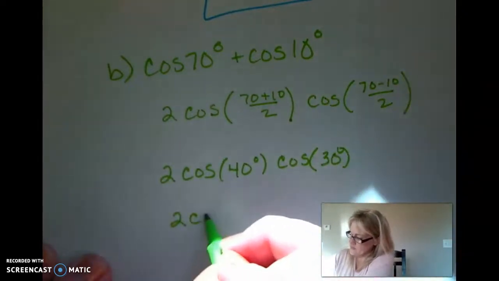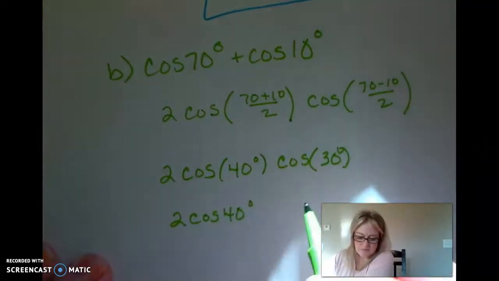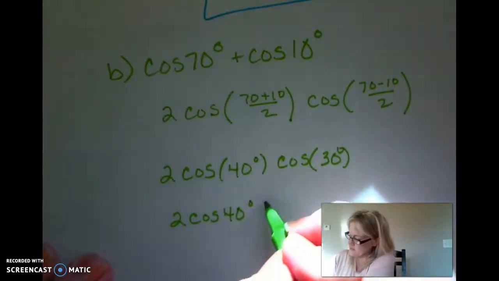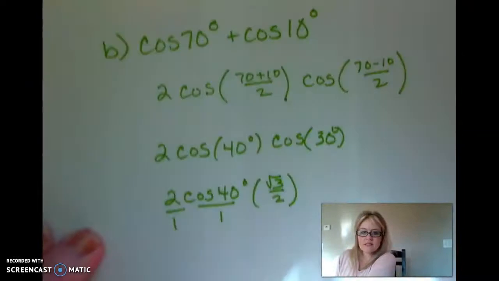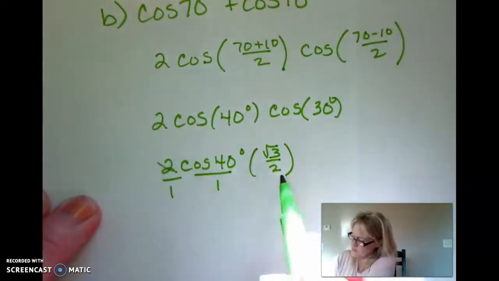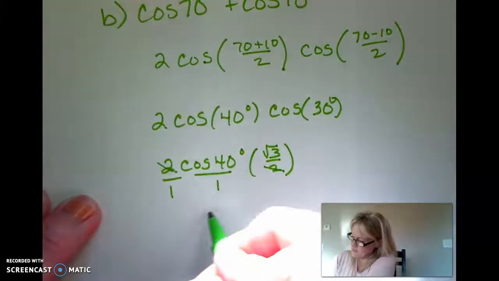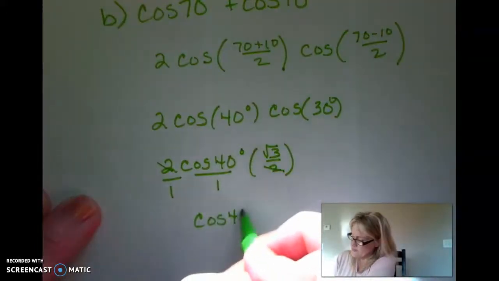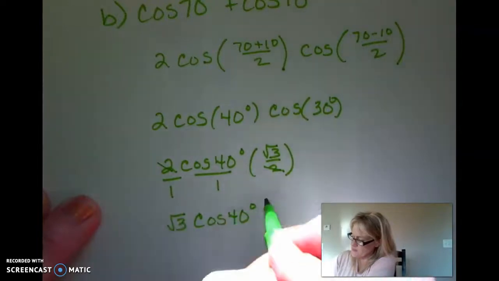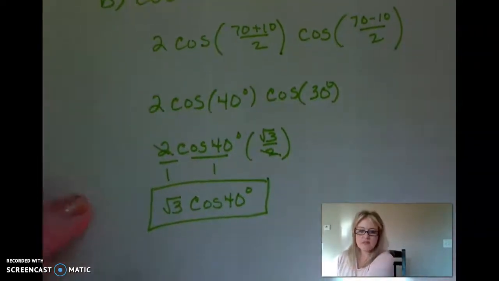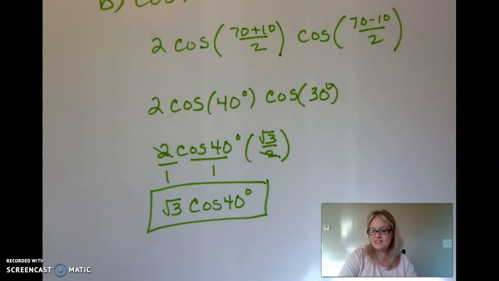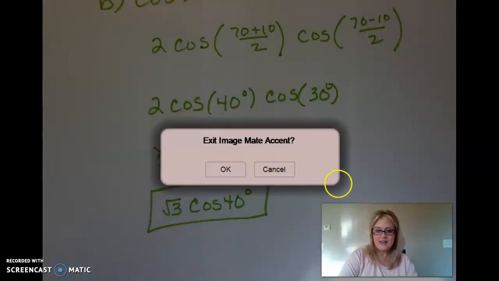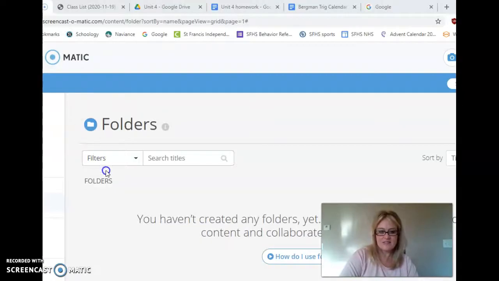Again, I do not know the cosine of 40 degrees, but I do know the cosine of 30 degrees, and that is the square root of 3 over 2. So now if I multiply these all together, I have a 2 on top and a 2 on the bottom, which cancel, and I'm left with cosine of 40 degrees times the square root of 3, but I'm just going to move that to the front because that would be the proper way of us writing it out. Okay? So if you have any further questions at all, you can let me know. Otherwise, that is the end of this recording.